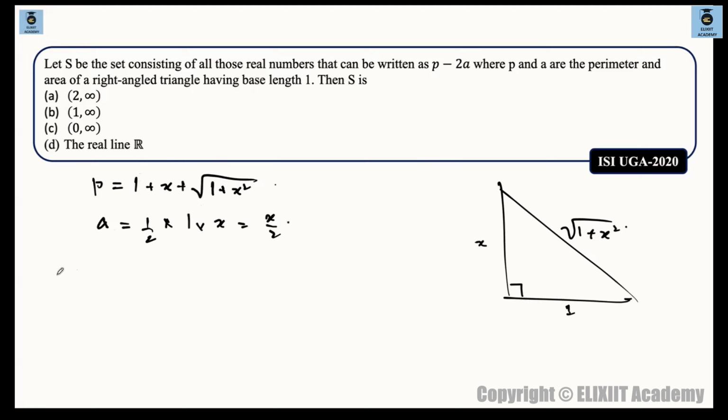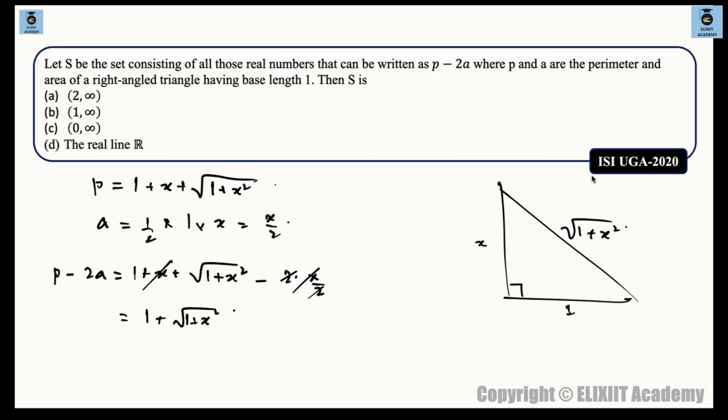So next we find what is P minus 2A. तो P minus 2A will be 1 plus x plus √1 plus x square minus 2 times x by 2. 2 and 2 cancel out from here. So you're left with x remaining. This x and this x will also cancel out. So what you're left with? 1 plus √1 plus x square. बोल रहा है कि then S is what? ठीक है, S is the set containing all numbers of P minus 2A type. Basically ये जो set आ रहा है, we have to see what is the range of this set, not domain.